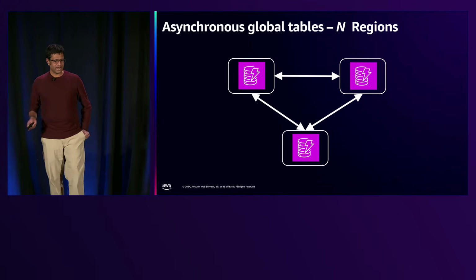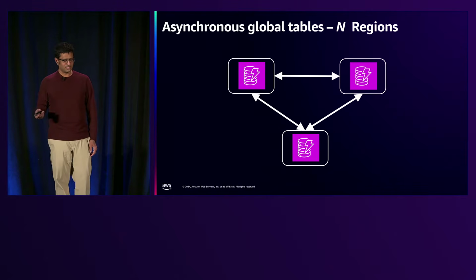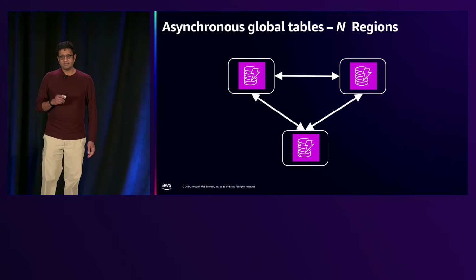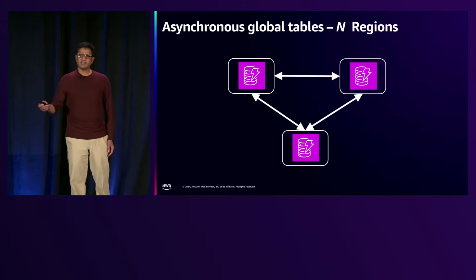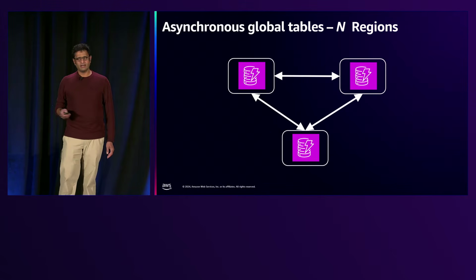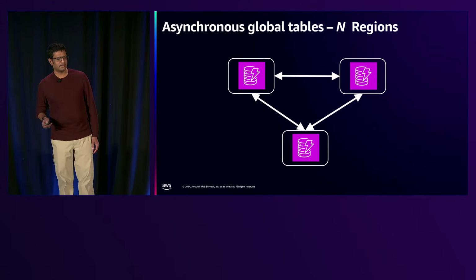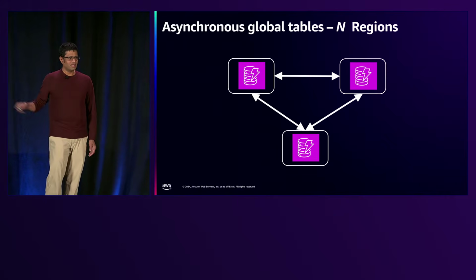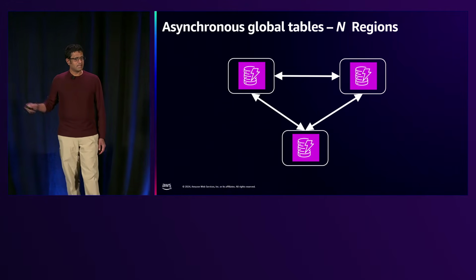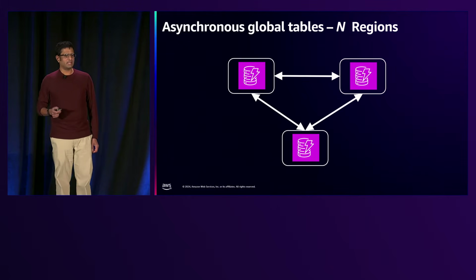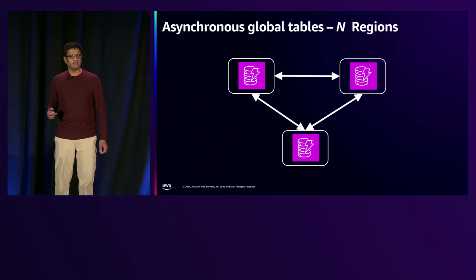Now, replication is bidirectional across all these regions. And a key thing to remember with asynchronous global tables, and this is very relevant when we talk about the failure scenarios and how we handle it, is that the replication engine only replicates customer writes originating in a region. Because you have replicated writes going through the same channel as customer writes, we don't replicate those replicated writes. We just replicate only customer writes.